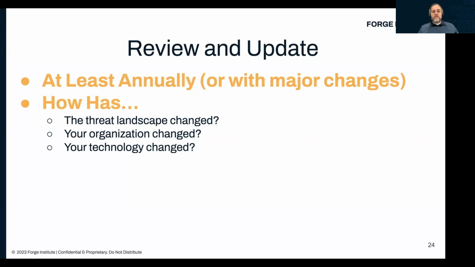How has your technology changed? Have I migrated to the cloud from on-prem? Have I gotten more centralized control over certain software as a service offerings? Have I done anything different? Have I switched from Google to Microsoft, Microsoft to Google, something like that? How has all of that changed? And make sure that your policy document reflects those changes.